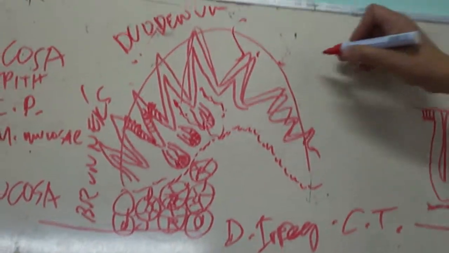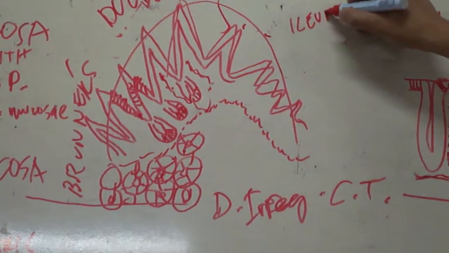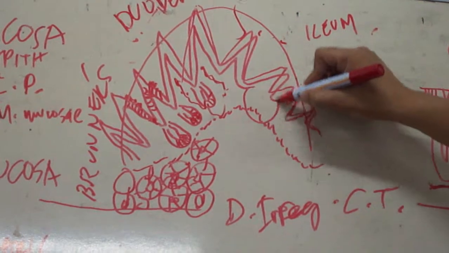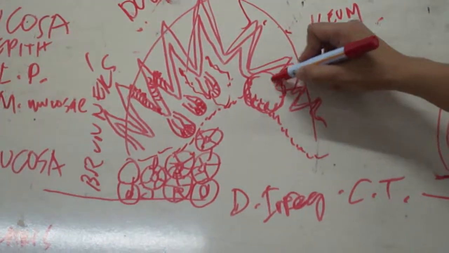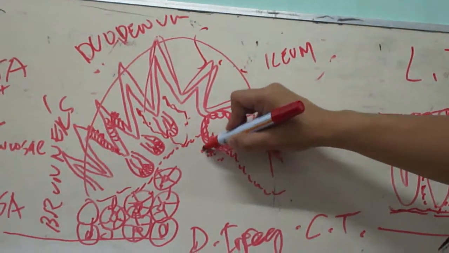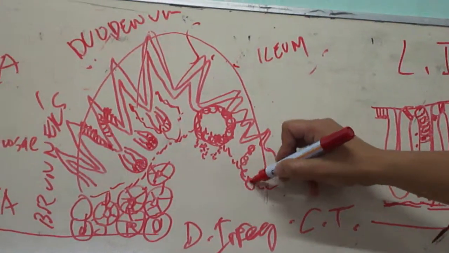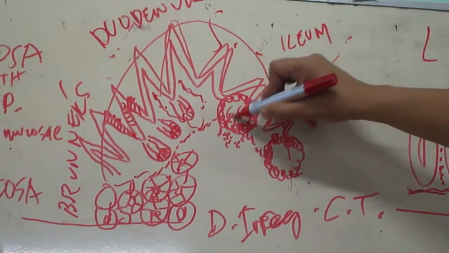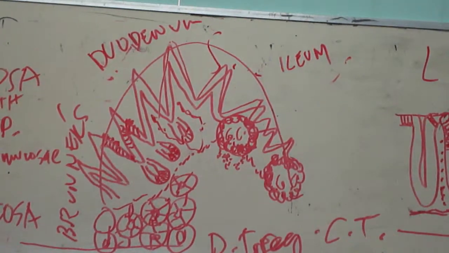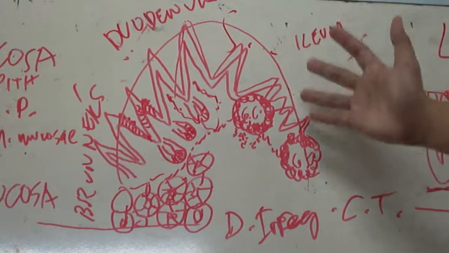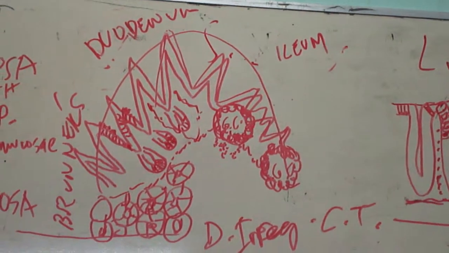Now, in the case of the ileum, there will be numerous lymphoid follicles that will be seen in the lamina propria of the ileum. Sometimes, the lymphocytes may even extend to the submucosa. So, anong tawag sa aggregates na lymphoid follicles in the ileum which contain germinal centers? Peyer's. Very good, the Peyer's patches. So, ito ang identifying feature ng ileum.